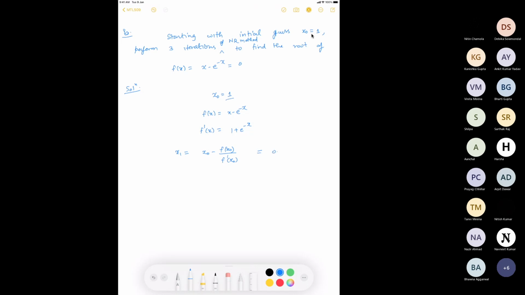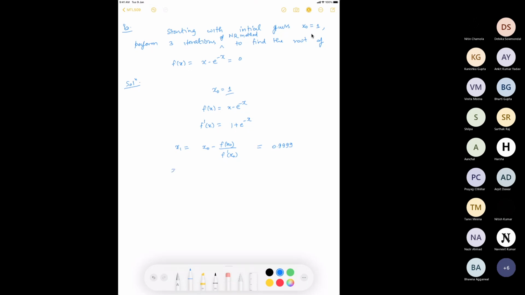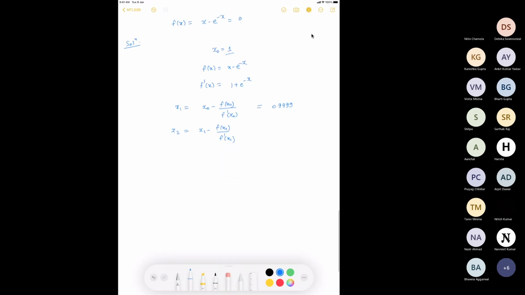So this is going to give us 0.999. And likewise, you can compute x2 equal to x1 minus f(x1) divided by f prime of x1, and x3 is going to be x2 minus f(x2) divided by f prime of x2. So you can find their approximate value, because once you know x1, you will be able to compute x2 and likewise x3. So this is how this algorithm works. So it's quite simple, right?